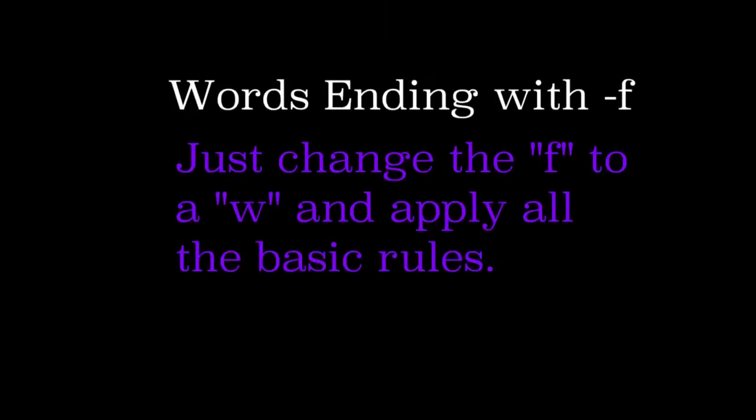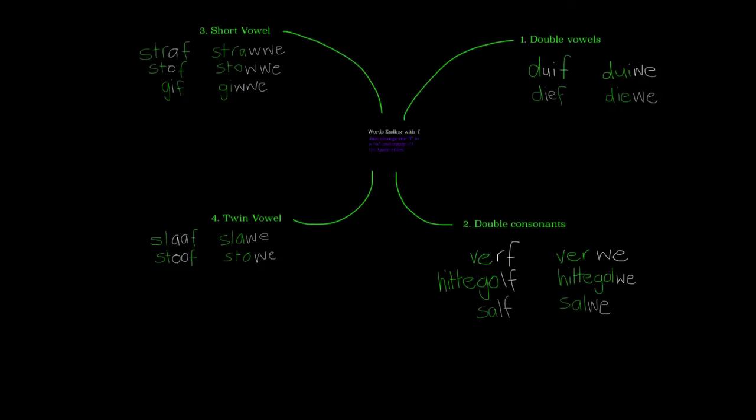Right, now we can move on to words ending with F. This follows the basic rule, except that we change the F to a W and then apply the basic rules. Just like with the basic rules, there's the 4 groups: double vowels over here, double consonants, short vowels, and twin vowels. With the double vowels, they're already kissing, so we just change the F to a W and add an E. With the double consonants, we just change the F to a W and add an E because the vowel is protected by these double consonants, which stay double consonants even after we've changed the F to a W.